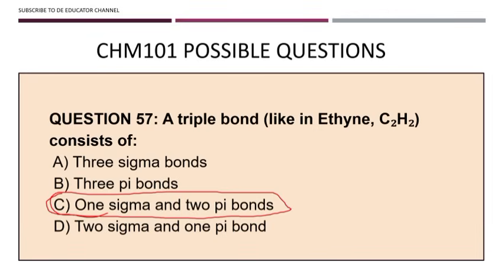Okay, please take note. A single bond has one sigma. This is the sign for sigma. One sigma. A double bond has one sigma and one pi. Then a triple bond has one sigma and two pi.